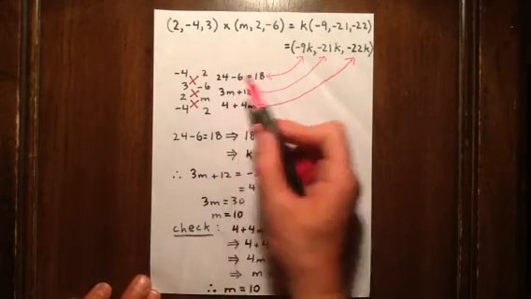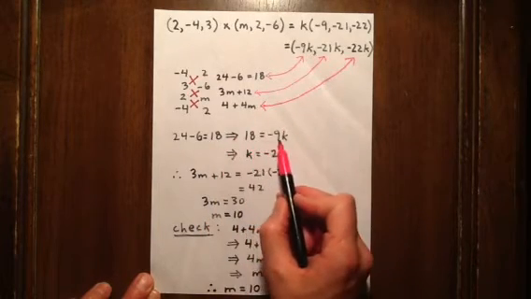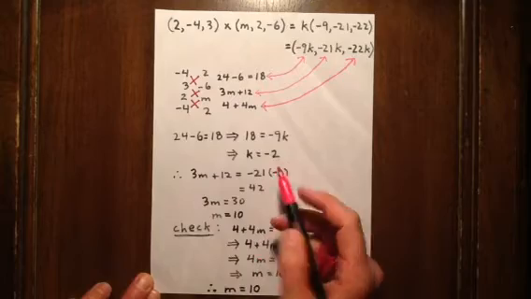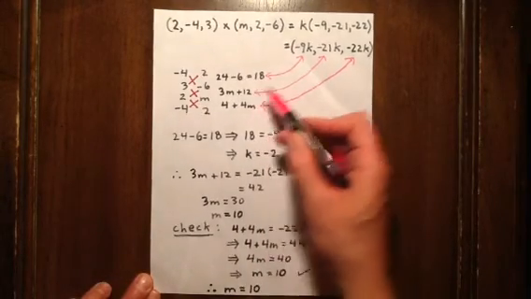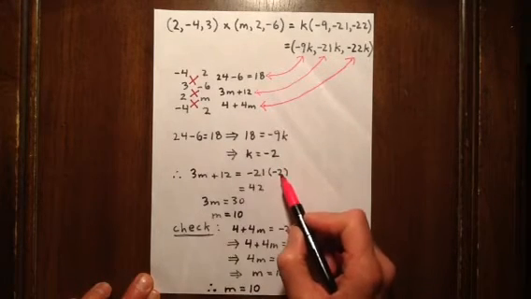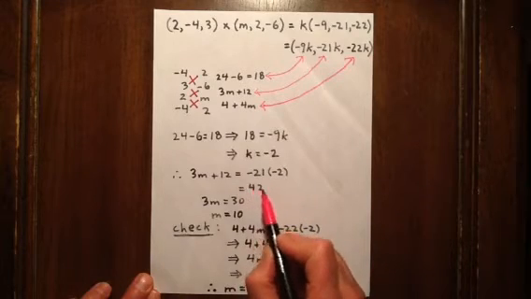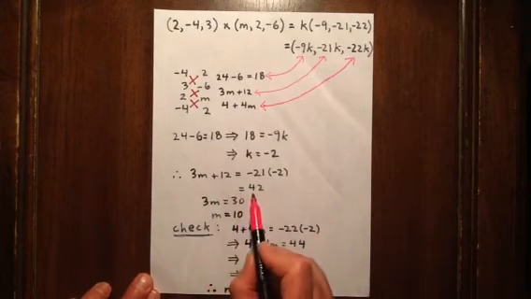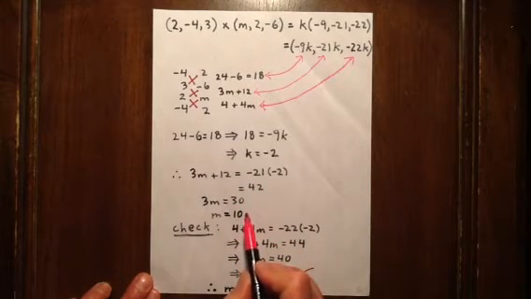So 24 minus 6 equals 18. 18 has to equal -9k. That means k is -2. So far, no problem. Look at our y components. 3m plus 12 equals -21k. We just established k is -2. So 3m plus 12 is -21 times -2, which is 42. Subtract 12 from each side. 3m is 30. m is 10.